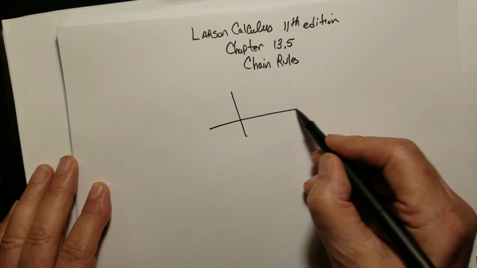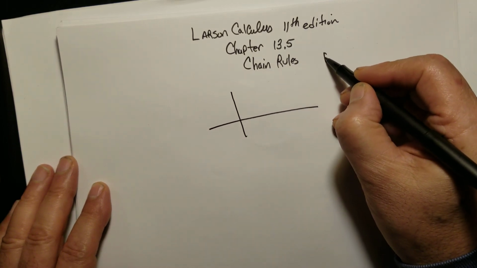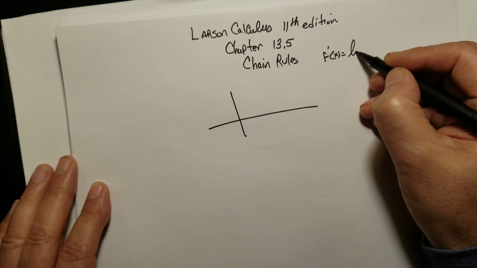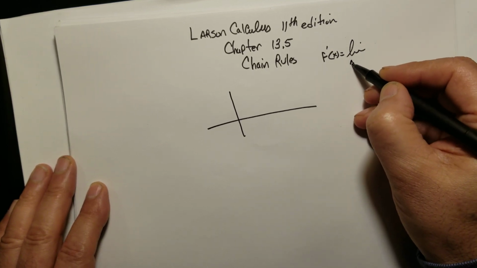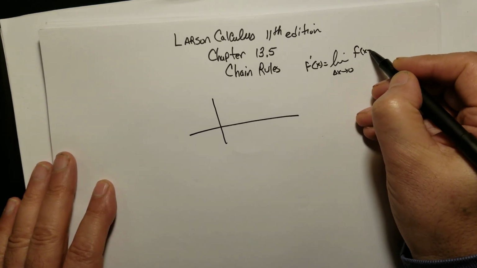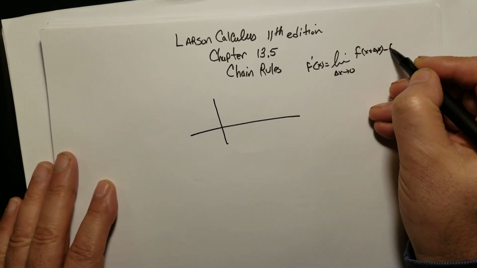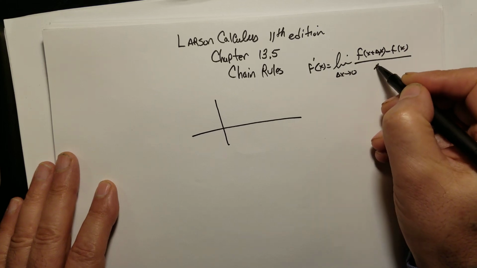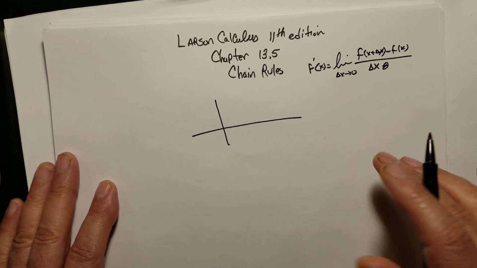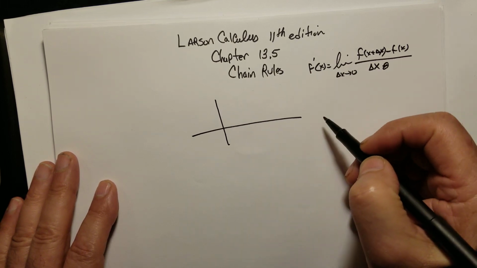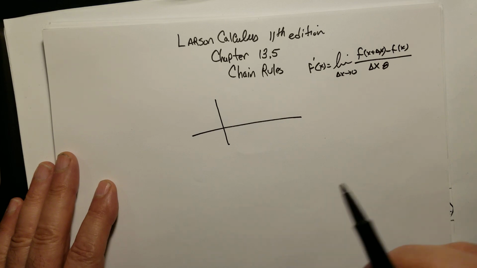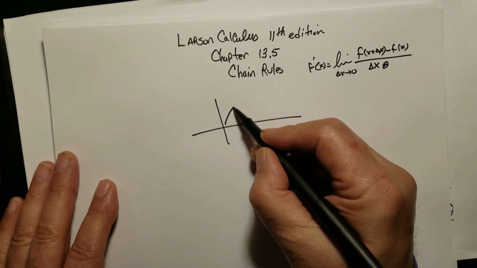If you recall, the definition of a derivative was f prime of x is the limit as delta x approaches 0 of f of x plus delta x minus f of x, over delta x. That was the definition of the derivative for a single variable. Also, we had an alternative form.